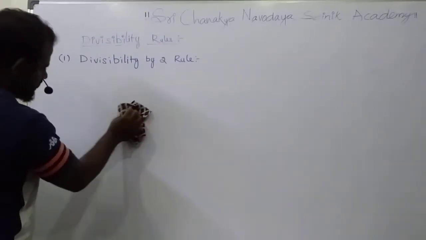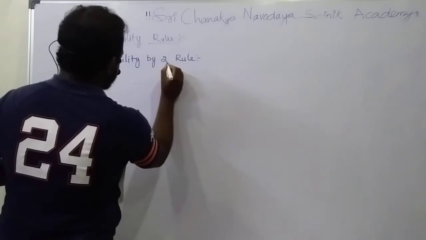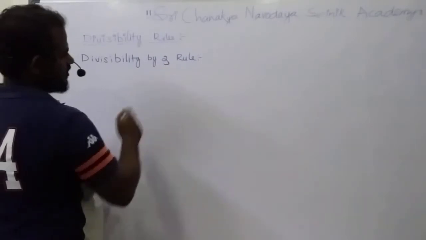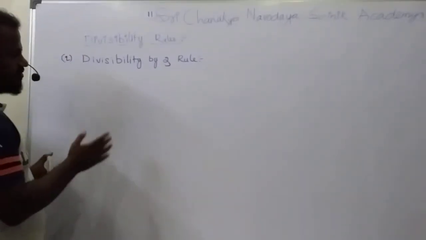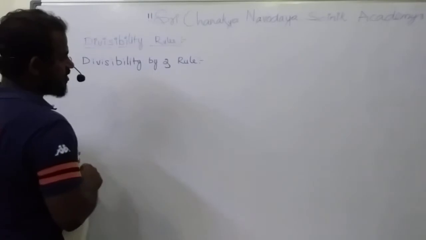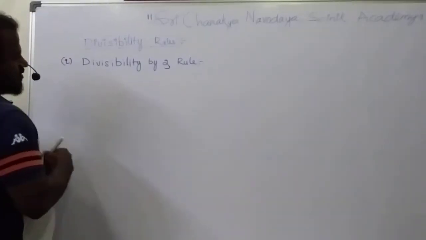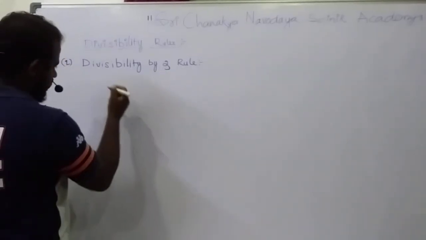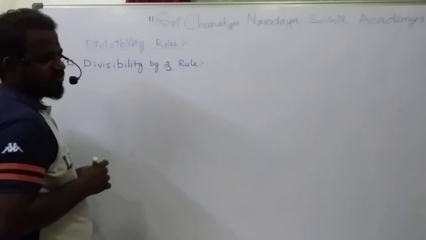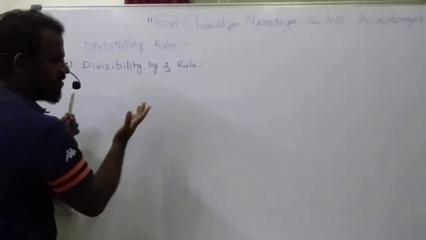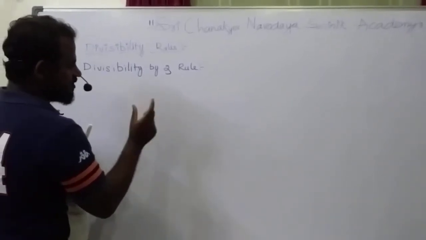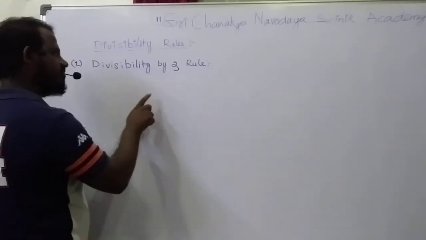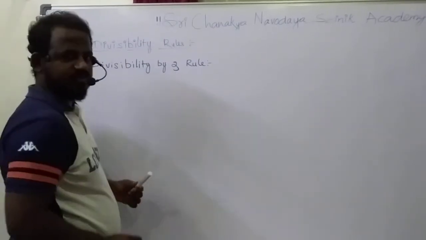The next divisibility rule is by 3. The divisibility by 3 rule means, if a given number is divisible by 3 or not, how will we check? We will see the criteria first. For the divisibility by 3 rule, we will be given a number. A number is nothing but a group of digits. So we will add all the digits in that number and check whether that sum is divisible by 3 or not. If it is divisible by 3, then we will say that number is divisible by 3.